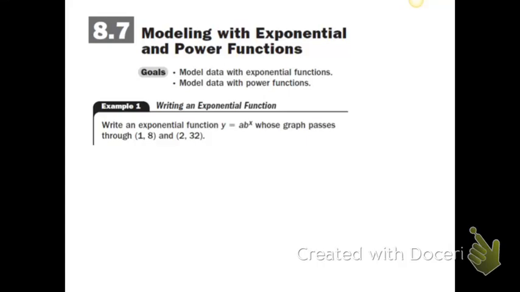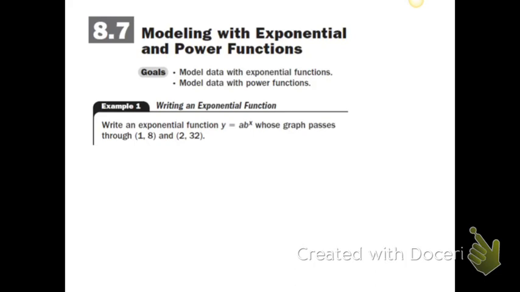In this video, we're going to talk about how we can write exponential functions and also power functions given the coordinates of a couple points of their graph. So in example 1, we're going to write the exponential function of the form y equals a times b to the x, whose graph goes through (1, 8) and (2, 32).